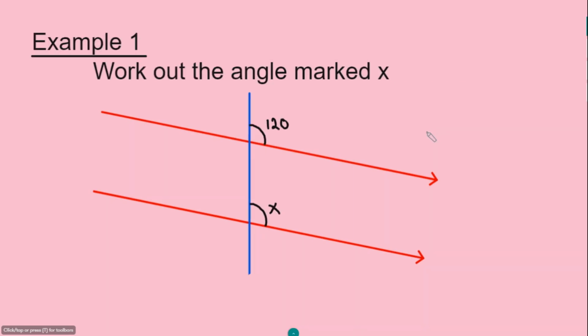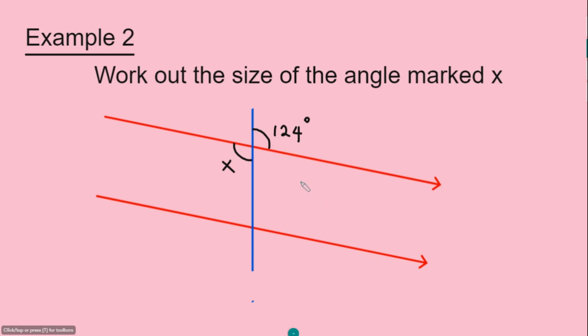Now let's look at a good problem here. We have a question here to work out the angle marked X. Now if I look at this, I can immediately tell that the angle X is going to be 120. Why? Because this angle here, 120 degrees, is corresponding to X. Definitely X is going to be 120 degrees because they are equal.